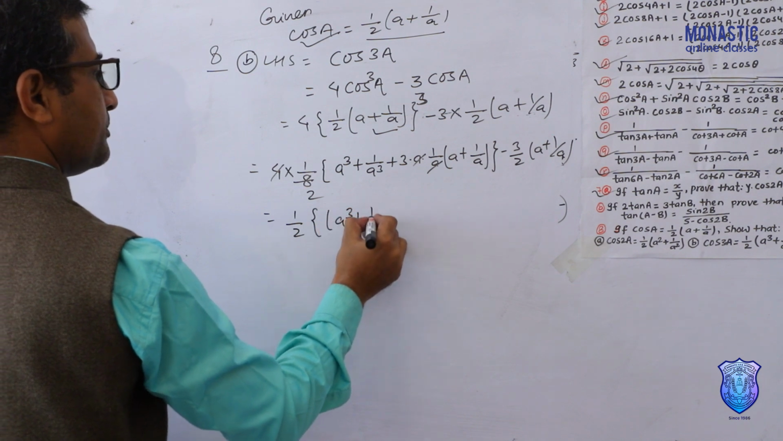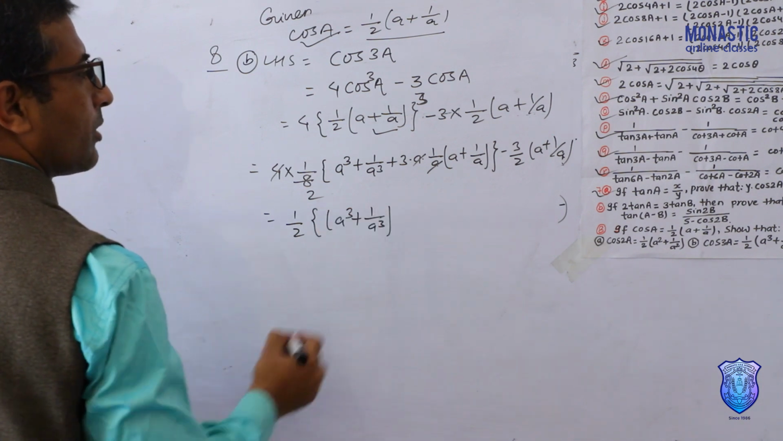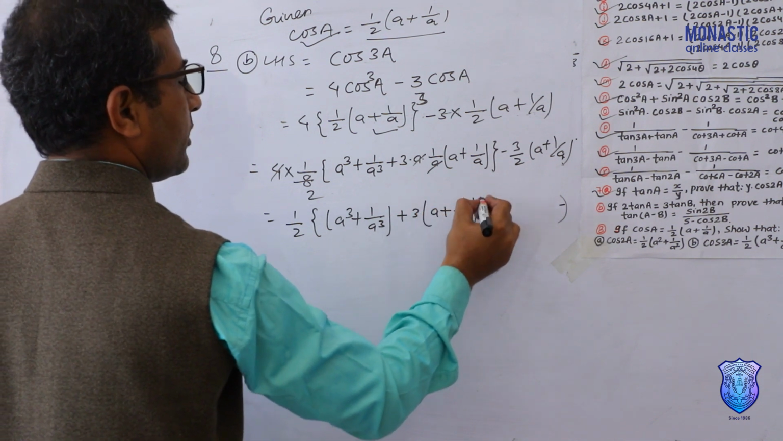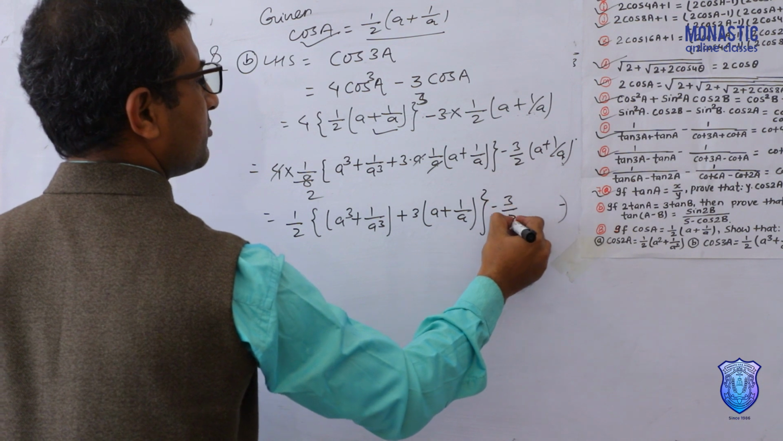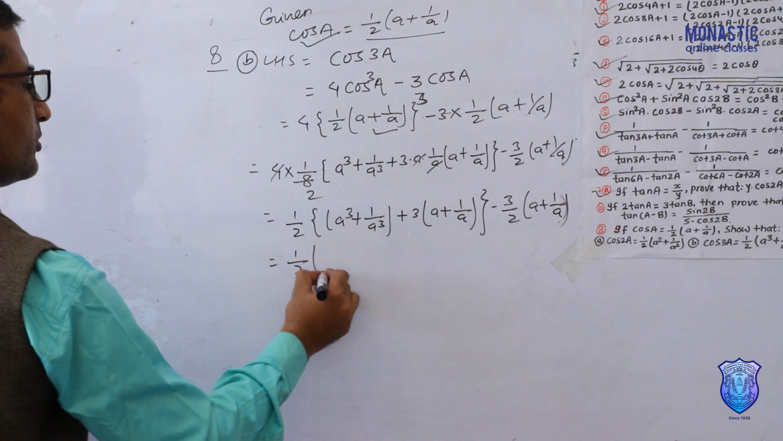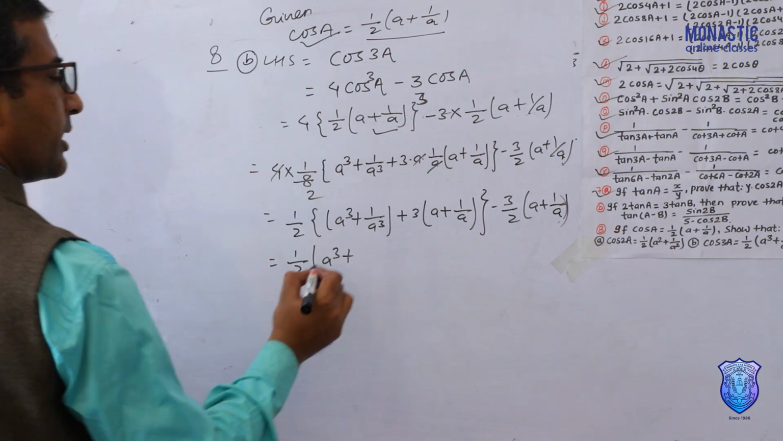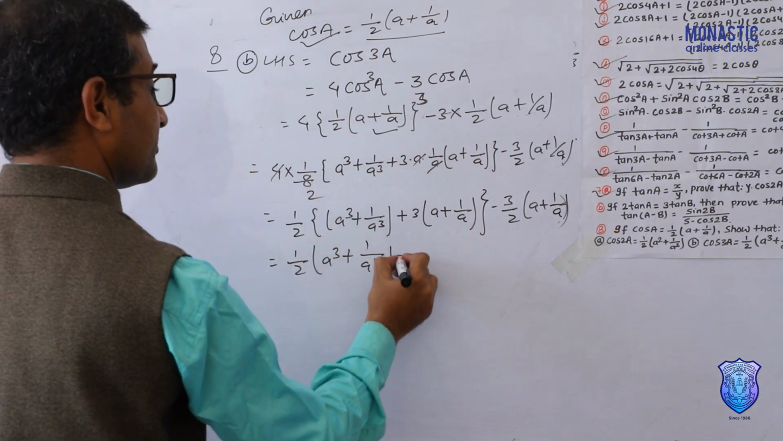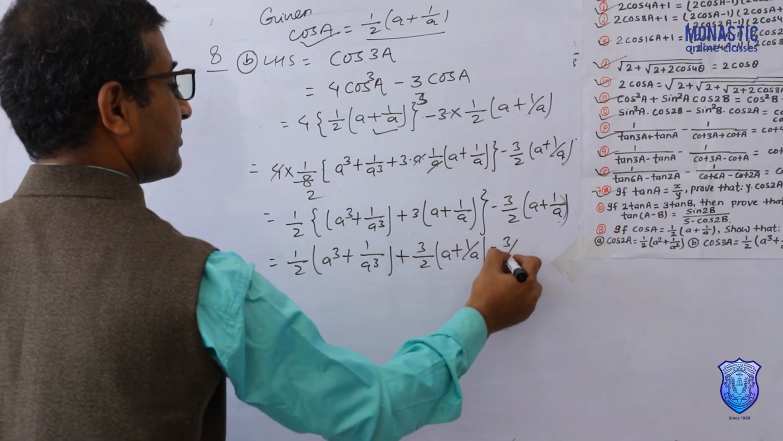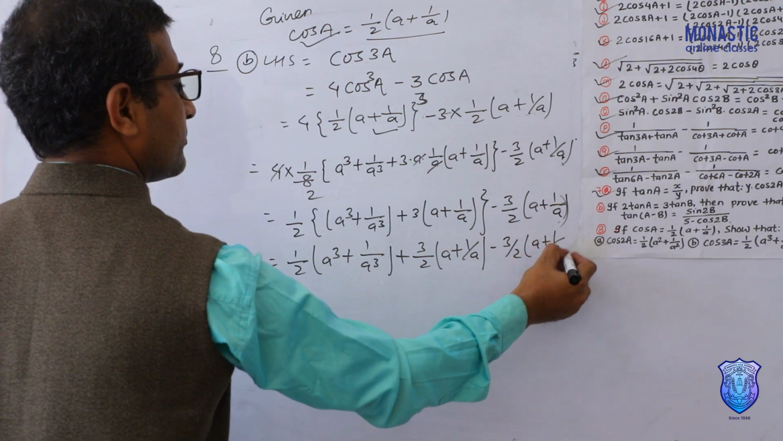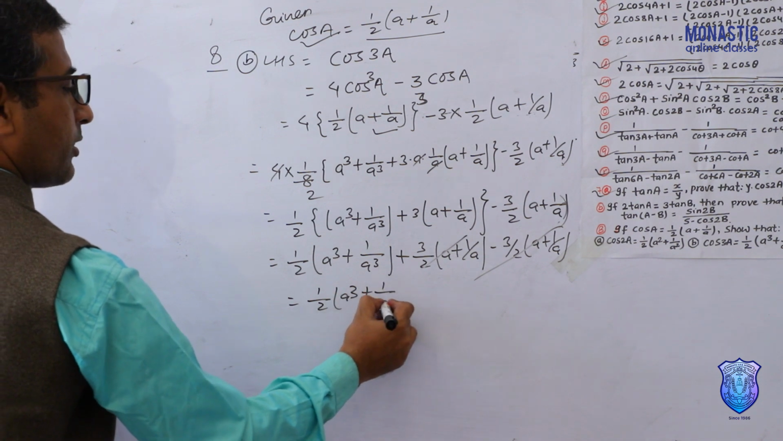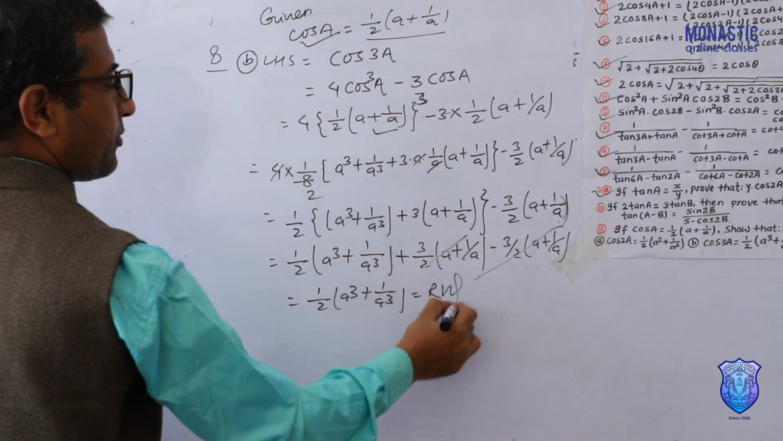Make the group plus 3 into a plus 1 by a. Put the value. Now do the multiply. That's your result.